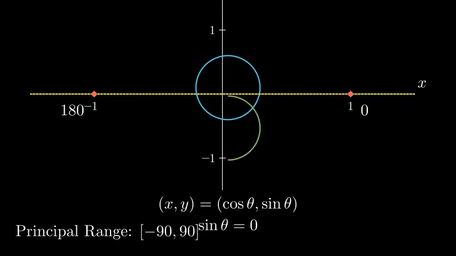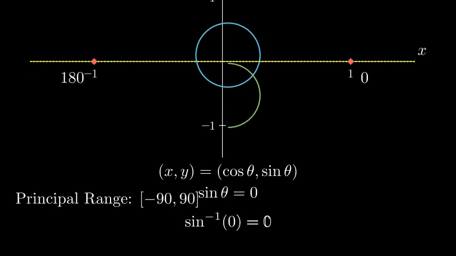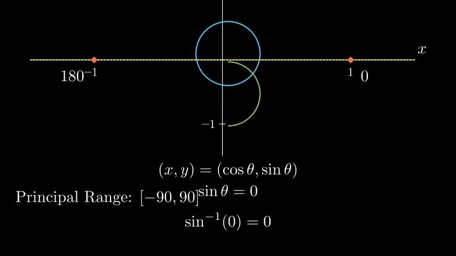To make this function well-defined, we restrict its output to what we call the principal range, angles between negative 90 and positive 90 degrees, or between negative pi/2 and positive pi/2 radians. In this range, there is only one angle where sine equals 0, 0 degrees.